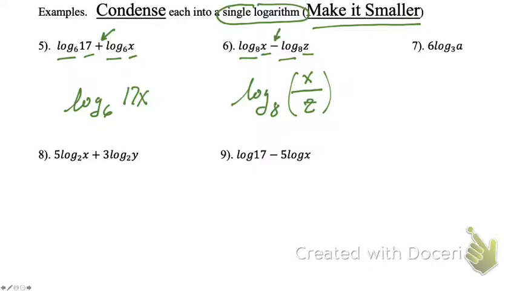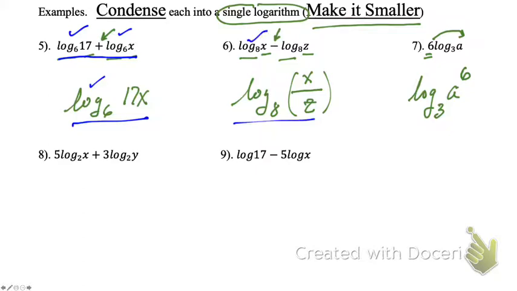Number 7, what do we have? Well, we got this 6 kind of in the way out front. So where did that come from? Well, it came from an exponent. Let's put it back: log base 3 of a to the 6th. And when you condense, you make it smaller. So we see how we have a big problem here, meaning 2 logs. We end up with a smaller problem, 1 logarithm. 2 logs down to 1 log. Here, not so much. All we see is we move the exponent back.